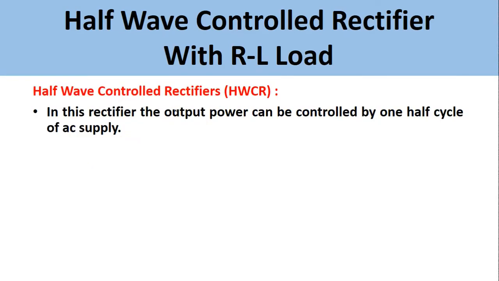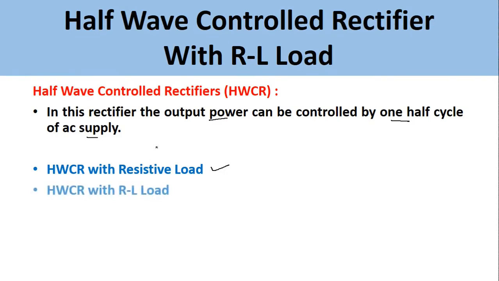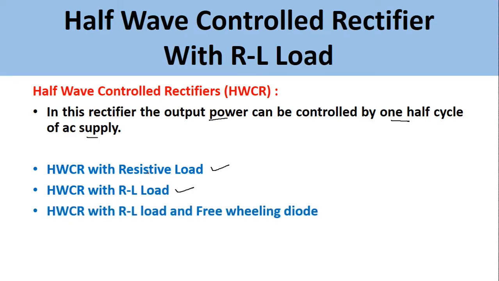In this half wave controlled rectifier, the output power is produced for only one half cycle of the AC supply. That's why it is called half wave control rectifier. In the last class, we studied half wave control rectifier with resistive load. In this class, we are going to study half wave control rectifier with RL load, and in the next class, we are going to study half wave control rectifier with RL load and with freewheeling diode.